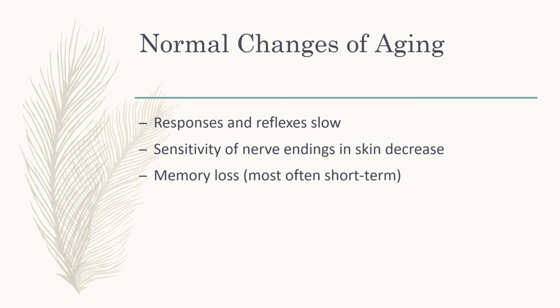Normal changes in aging: your responses and reflexes slow, sensitivity of nerve endings and skin decrease, and your memory loss begins. Most of the time, that's just short-term memories. In other words, I might not remember where I put my car keys when I came in the house, but I'm going to remember what I did when I was a kid.